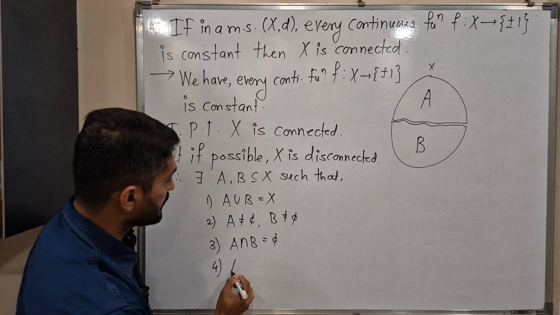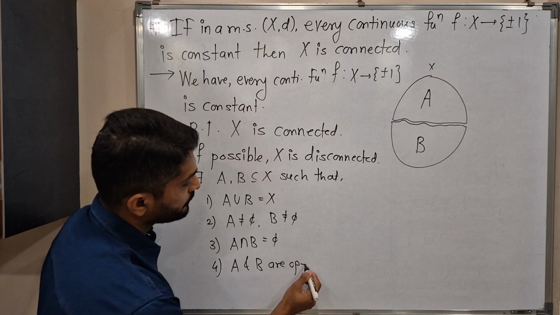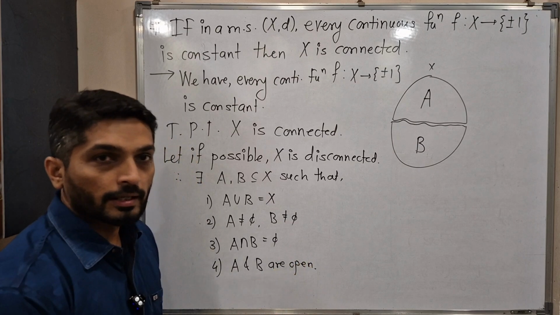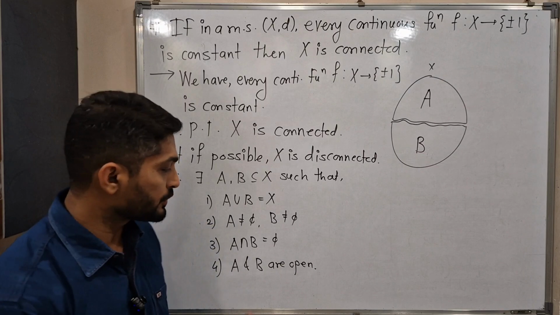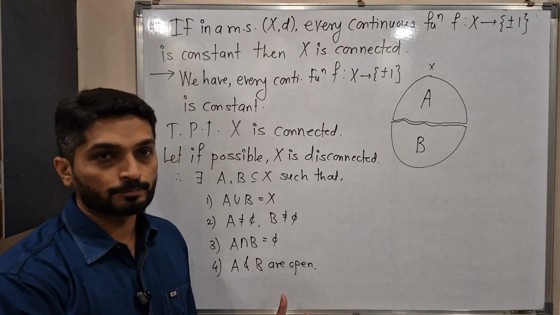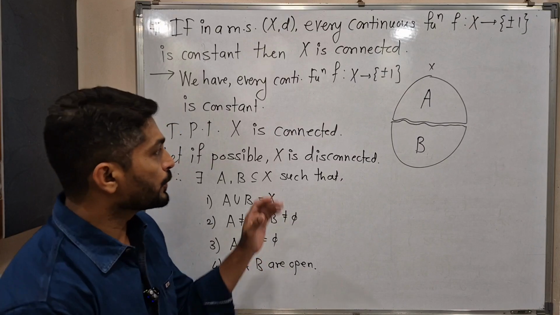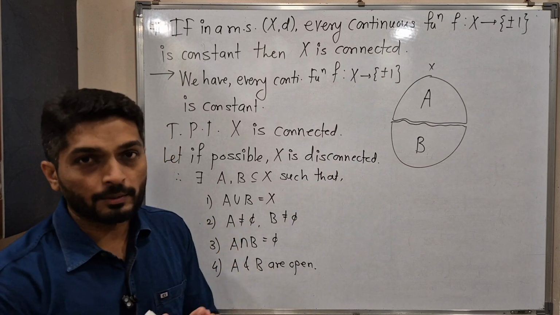And fourth, A and B are open. Various definitions are there of a disconnected metric space. If you say A and B are closed, that is also one of the definitions, but I am using this one here: A and B are open. So we assume X is disconnected, and this kind of thing we have.